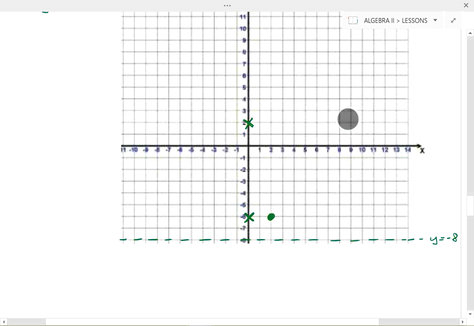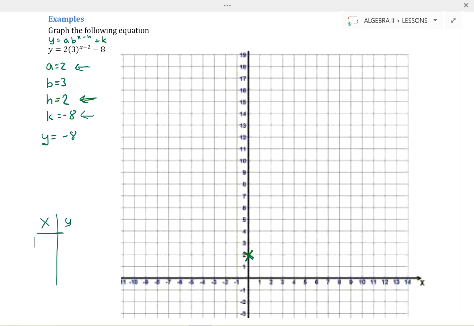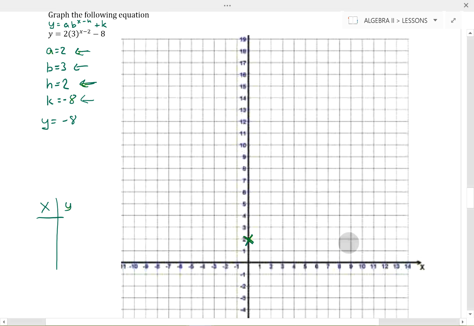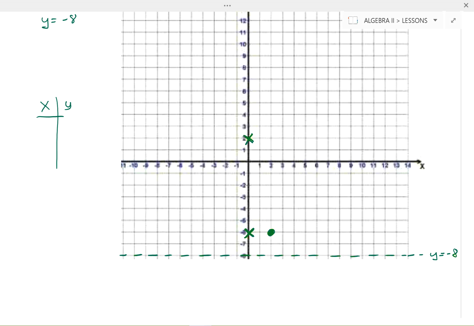So now it's from this point that I'm going to build my t-table. And taking a look back up at our equation, do we expect a growth or decay? Well, because our base multiplier b is greater than 1, we expect growth. So we should see some stuff to the left and right. The point that we know exists on our graph is the point (2, -6). So I'm going to pick a couple other values: 1 and 0 and 3 and 4, to get a general idea of what our graph looks like.